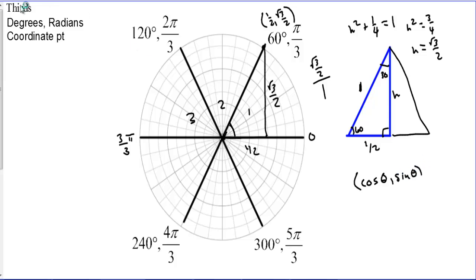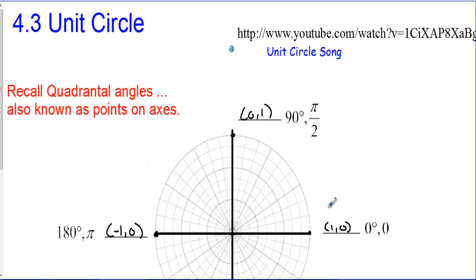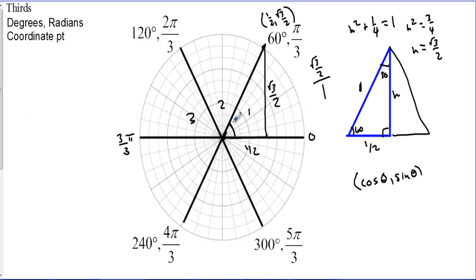So now if we go back to this slide here, the cosine of 0 degrees is equal to 1, and you could say the cosine of 0 radians. And the sine of pi over 2 is equal to 1. That would be the y-coordinate of the point on the unit circle at pi over 2. Well, now that's the point for 60 degrees, or pi over 3.